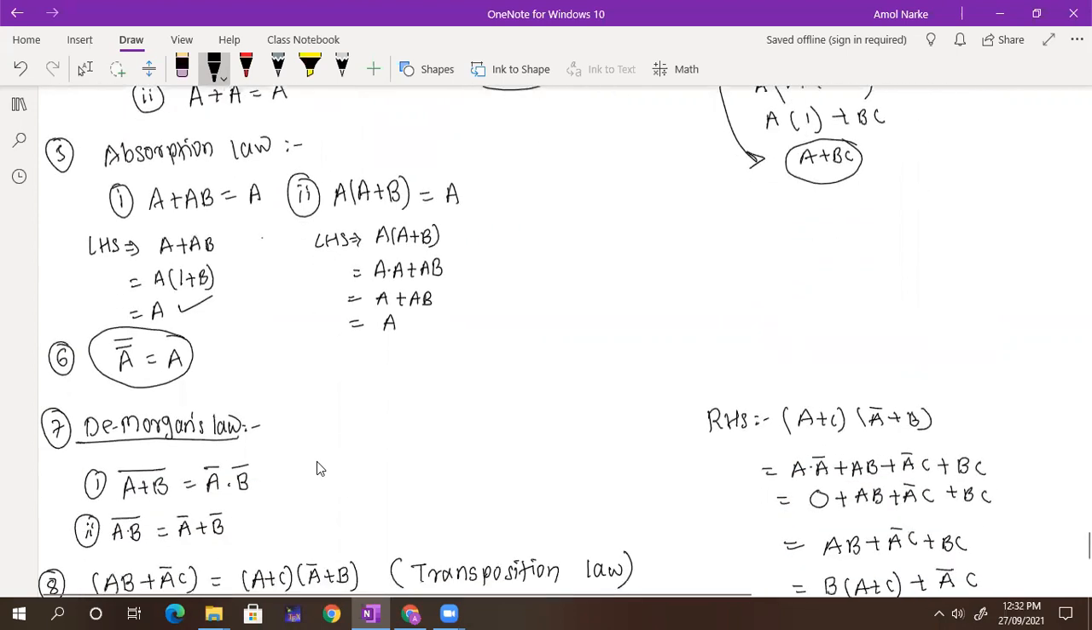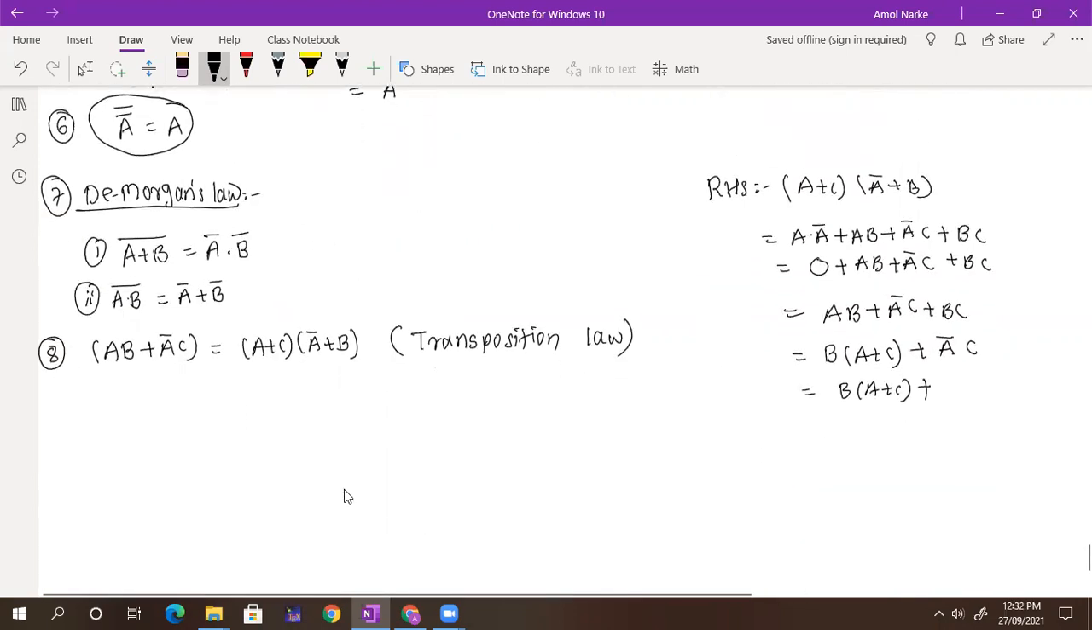Okay, so tell me. Can I say after the third step AB plus A bar C plus BC equal to AB plus A bar C plus BC into 1? You are saying that. Okay, no problem.